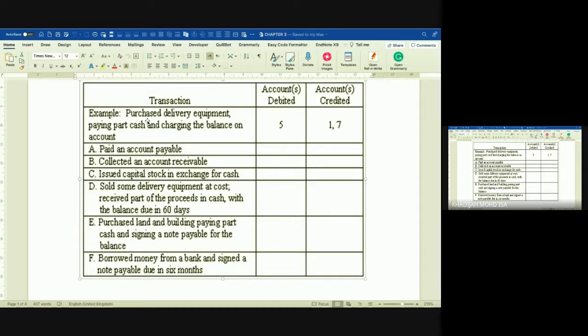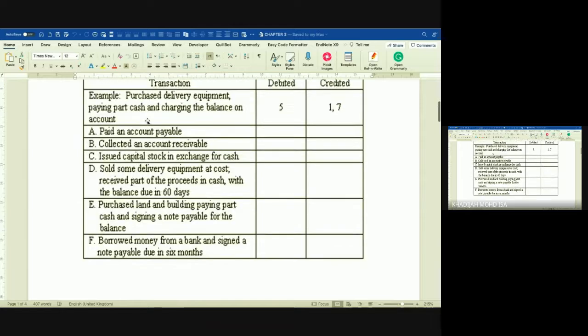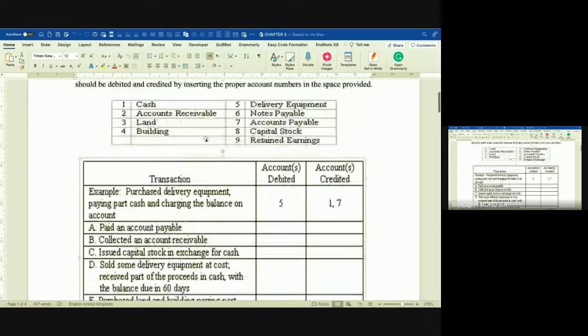And finally, you borrow money from a bank and sign a note payable due in 6 months. This means you receive money from a bank, so you debit your cash. Now you have a liability to the bank, in this case a note payable, so you credit your note payable. It's an increase in note payable. So note payable in E and note payable in F are 2 separate accounts, and you should be able to identify which note payable you are referring to. Note payable to the bank and note payable for your land and building.